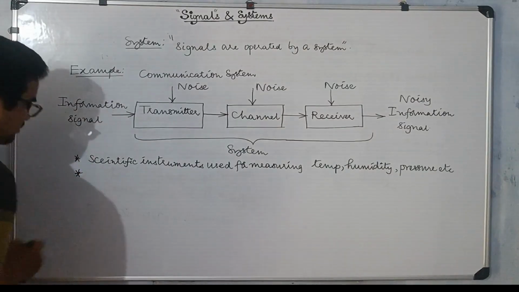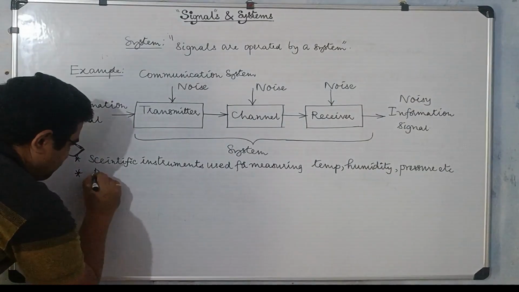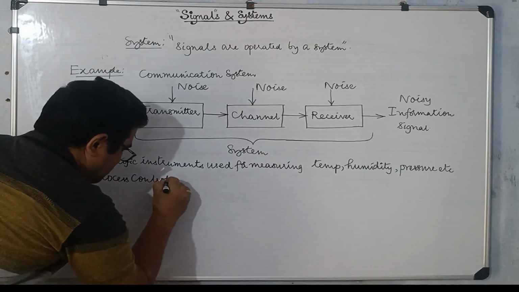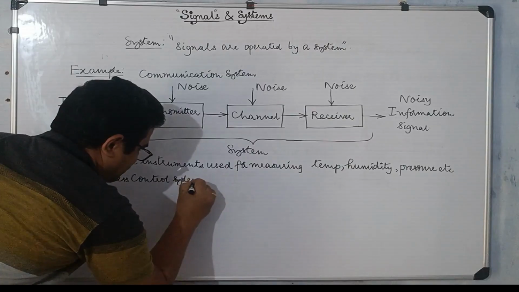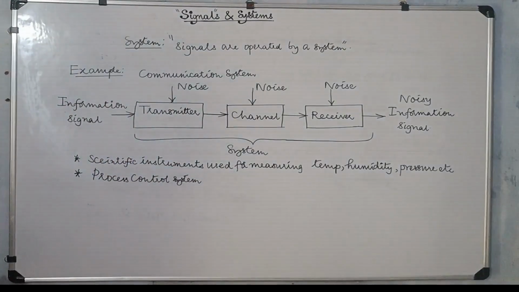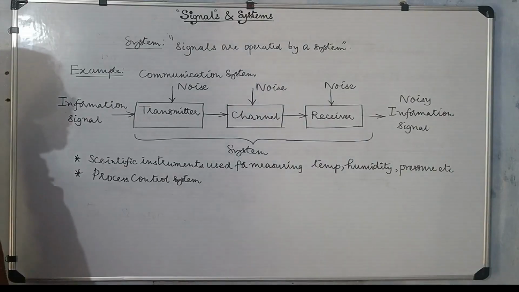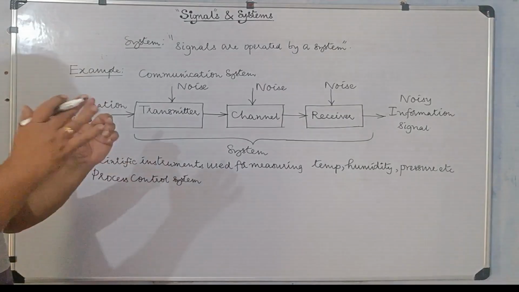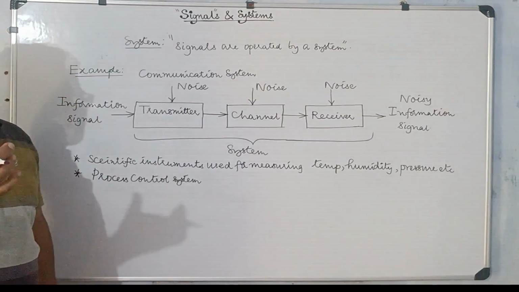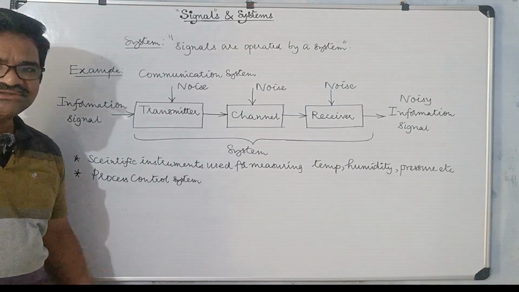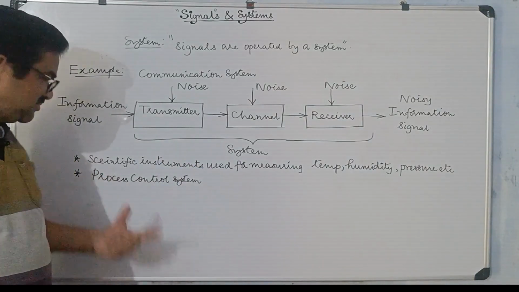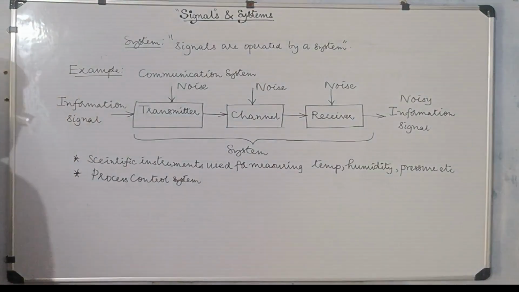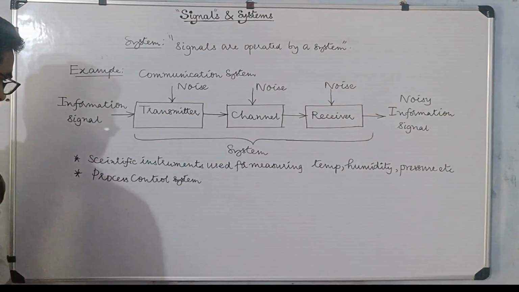Or in industries or in plants, we have process control systems. What is a process control system? It is controlling certain parameters. That is, I want to control the temperature of a boiler. So it is a system, and it is measuring temperature and trying to maintain the temperature at some desired value or set point. So it is also performing some operations on the signal, the temperature signal, let us say. So it is an example for a system.